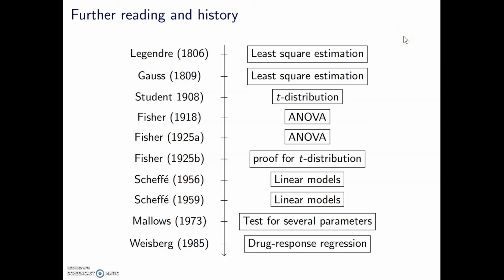This last slide just summarizes some history surrounding ANOVA. For instance, Legendre and Gauss pioneered the least squares estimation. After ANOVA was established, you have, for instance, the establishment of linear models by Scheffé. And here we also have, in 1985, the drug response regression that we talked about in the previous slide, which was pioneered by Weisberg.